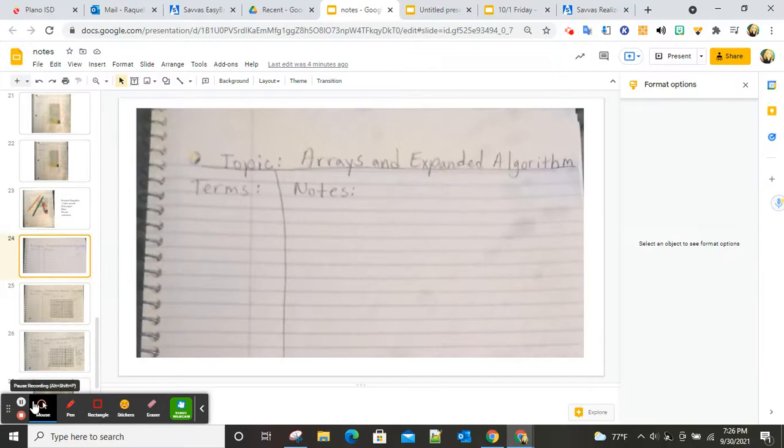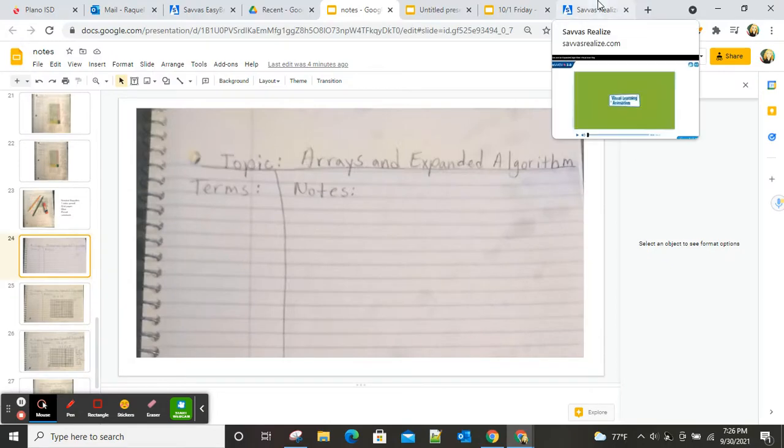Here is the topic that you'll want to put on your notebook page: arrays and expanded algorithm, terms, and notes. Remember, you can pause the video at any time to copy and catch up. Let's go ahead and start watching the video.